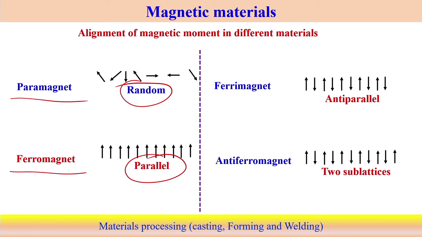So this alignment of the magnetic moments is basically parallel, which indicates a strong magnetic field, and it follows one particular direction or pattern. This is the ferromagnetic material.